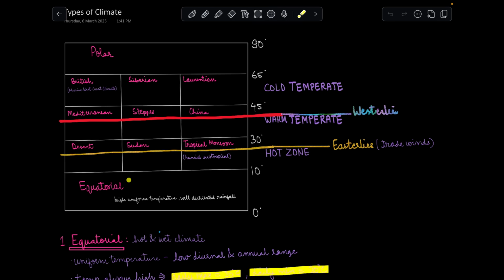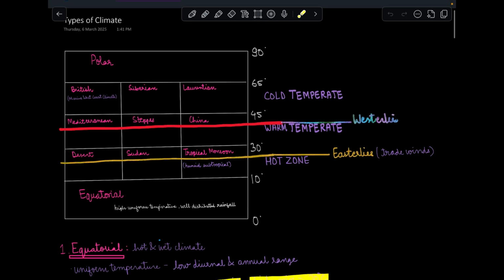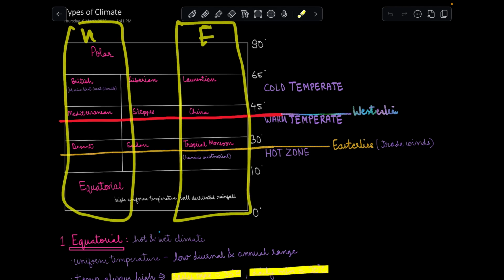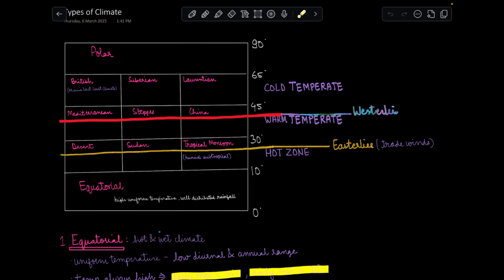From 0 to 10 degrees, it is called the equatorial type of environment. And from 10 to 30 degrees, we have tropical monsoon in the east. I would like to clarify that this is the eastern margin, this is the western margin, and this is the central continental margin. Towards the tropical eastern margin, we have the tropical monsoon climate. Then in the central tropical, we have the Sudan climate. Towards the western tropical side, we have the deserts.